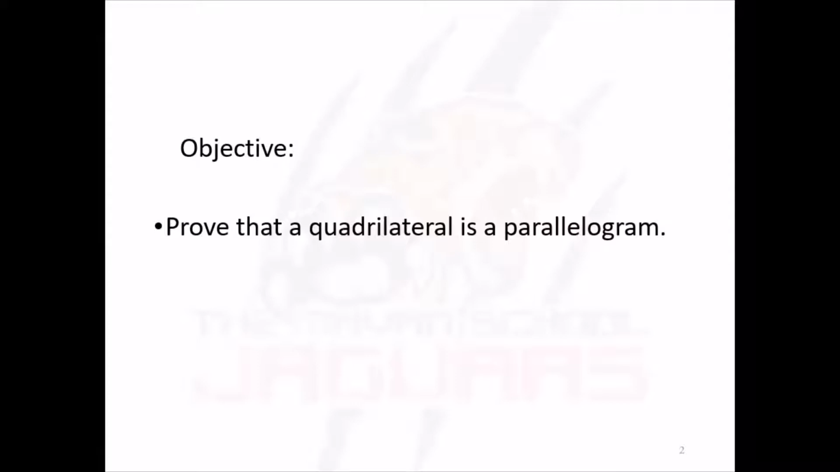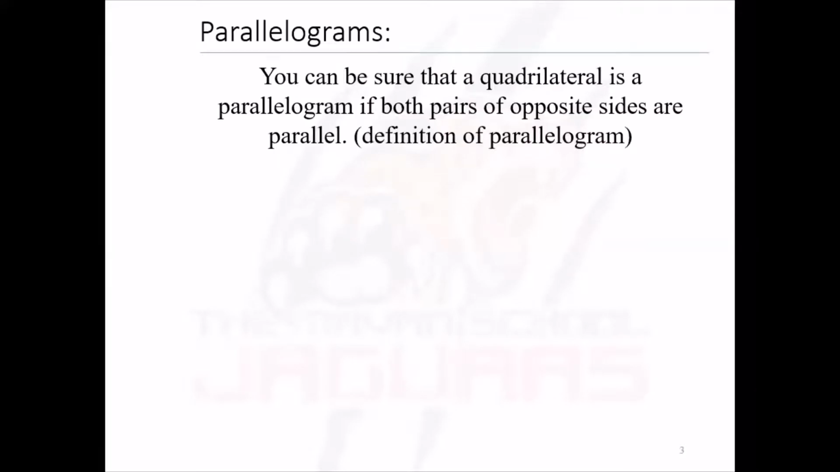So in here, we have one way of proving it. One way is to guarantee that the quadrilateral has both pairs of opposite sides that are parallel. So this is the definition of parallelogram. A parallelogram is a quadrilateral that has both pairs of opposite sides that are parallel. So that would be one way of proving it. You need to prove that a quadrilateral is a parallelogram.